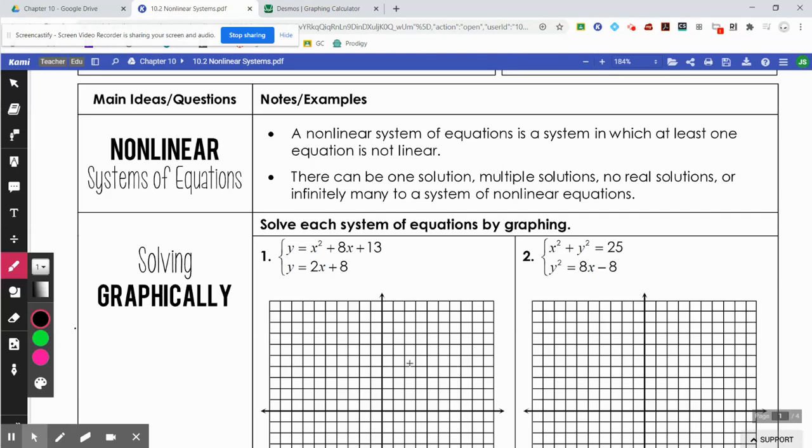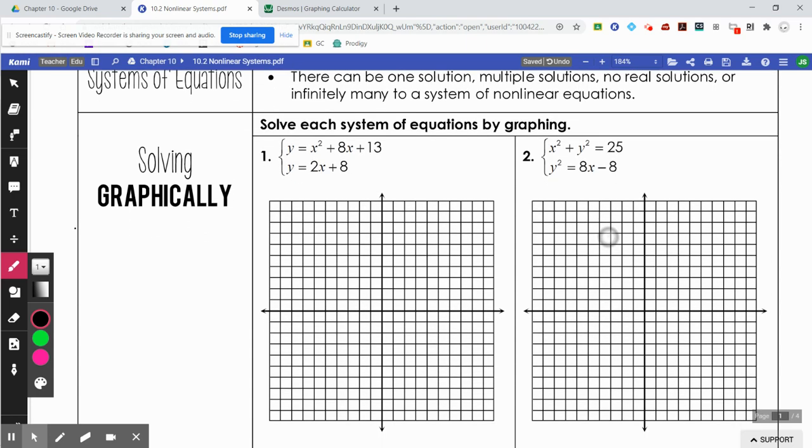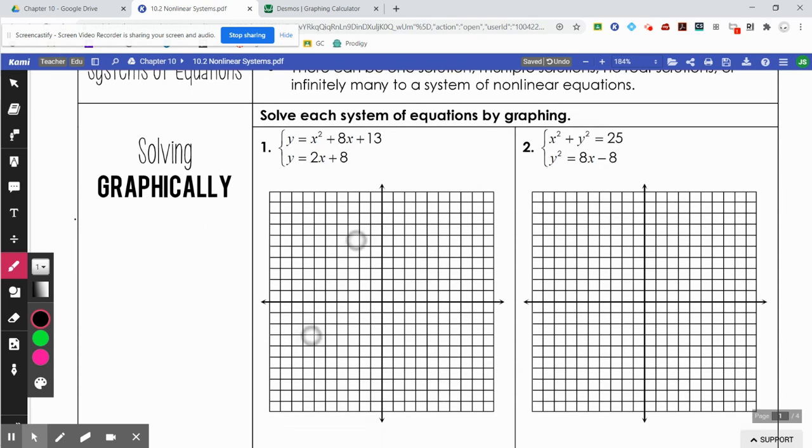Okay, in this lesson, we're going to be solving nonlinear systems of equations, and actually the method is exactly the same. A nonlinear system of equations is a system in which at least one equation is not linear. So we might have parabolas, circles, ellipses, hyperbolas, all those other different types of equations we've been looking at. There can be one solution, multiple solutions, no real solutions, or infinitely many solutions to a system of nonlinear equations, just as before. So let's go ahead and graph this.